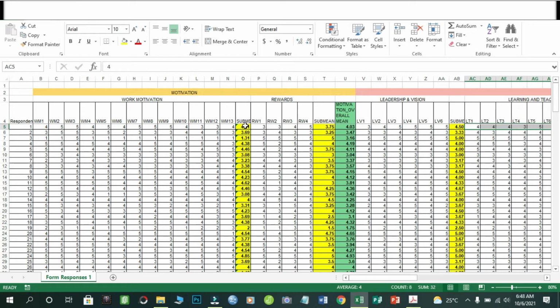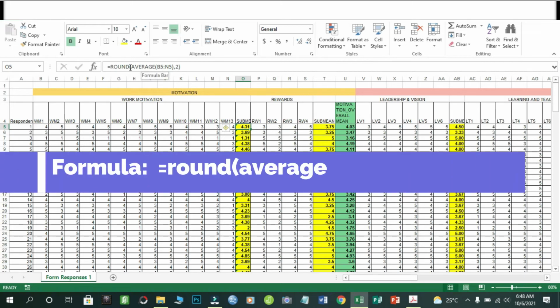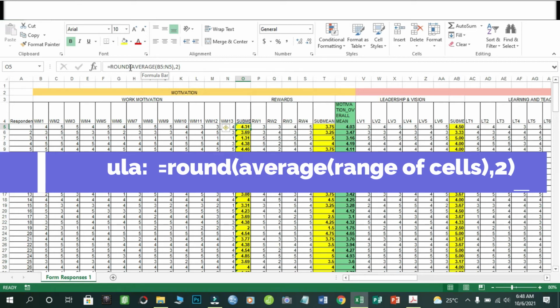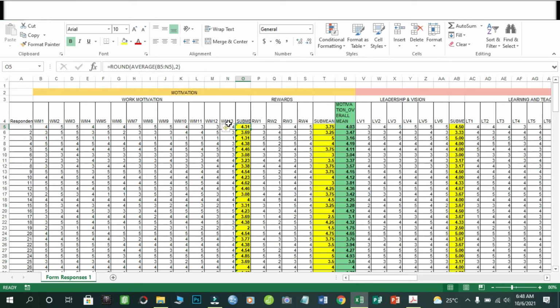Okay, so here's the mean. The formula here is ROUND AVERAGE. I put ROUND because it will round to 2 decimal places. Then AVERAGE. Here it is. You got the formula. So B5 to N5 is the range of the cells that you want to get the average of. Then comma 2 for 2 decimal places. Then enter.